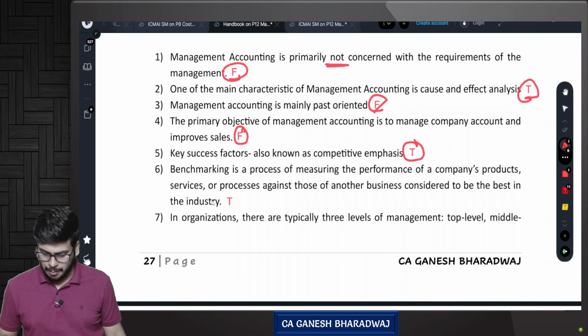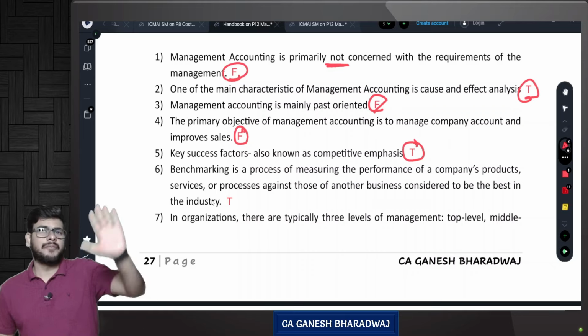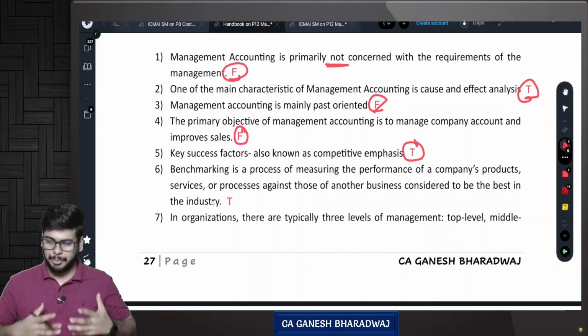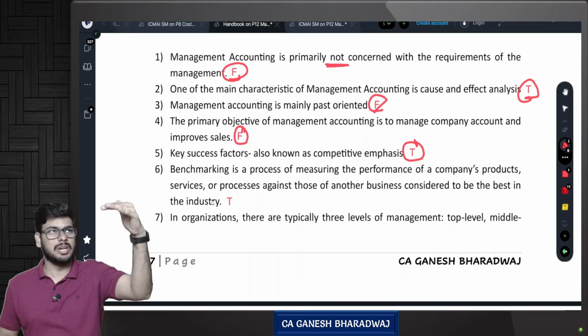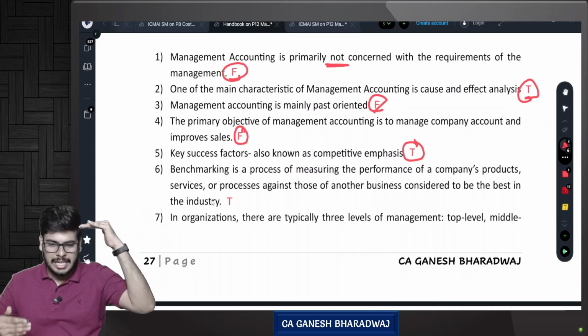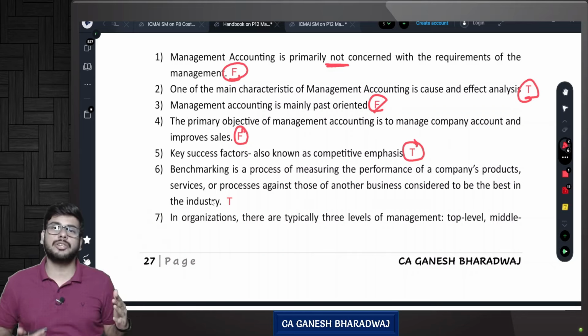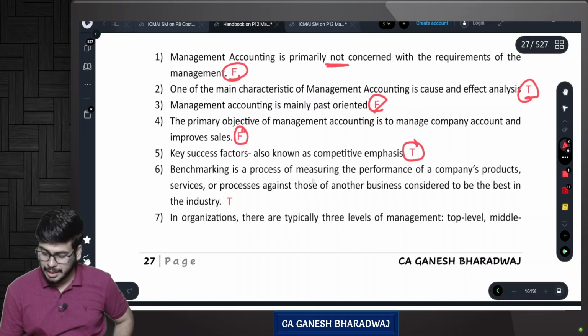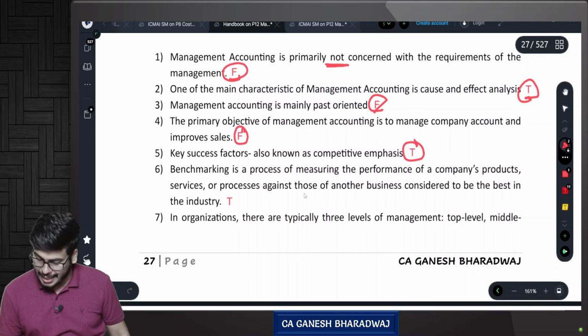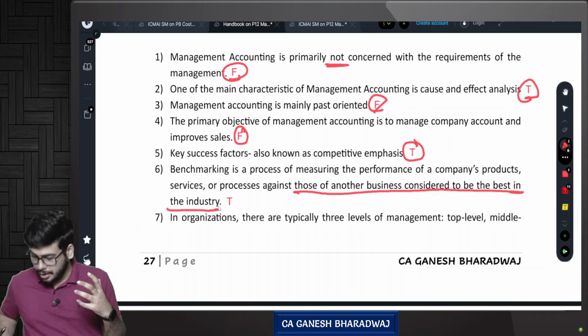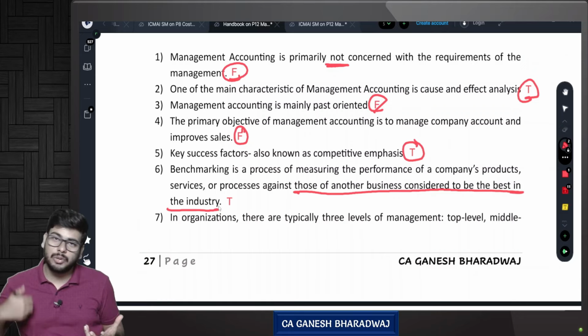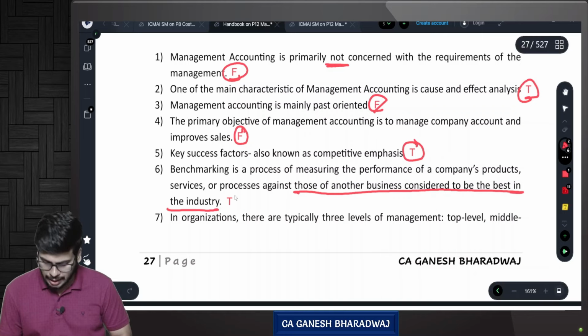But in real life, what companies do is, let's say I'm starting a new mobile manufacturing company. I will keep Apple as a benchmark. Look, they are focused so much on value creation. Let's benchmark Apple and let's also progress towards value creation. Benchmarking is a process of measuring the performance of the company's product or services or process against those of other business considered to be the best in the industry. So Apple is the best in the industry. I will compare Apple's product with my product and see where I lag, so that this will help me to improve further in the business. Correct? So this statement is true.